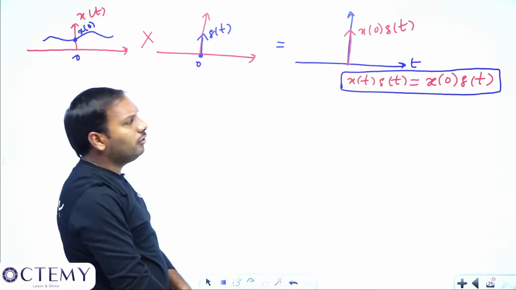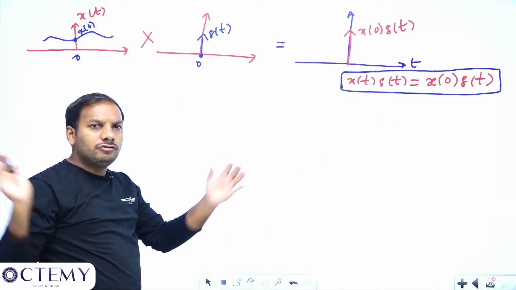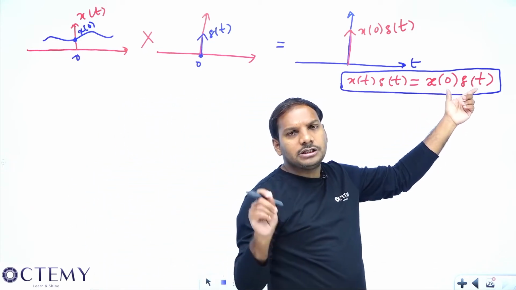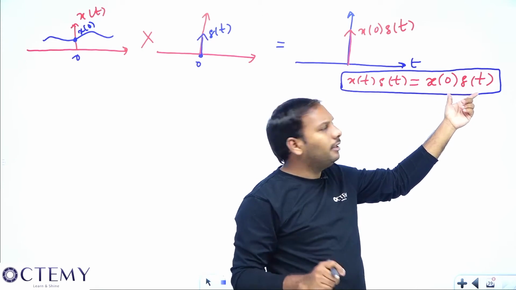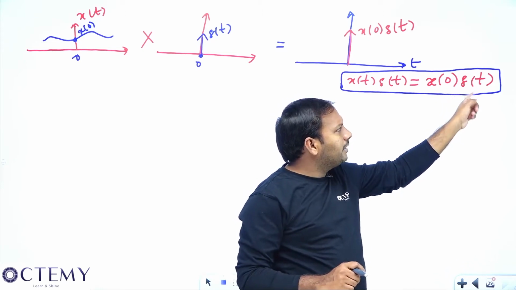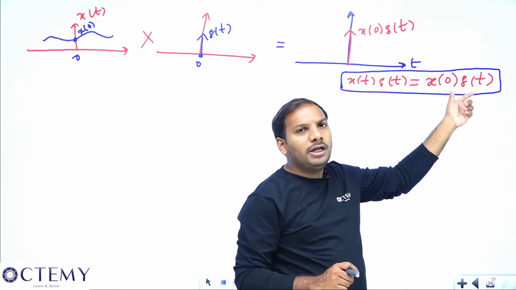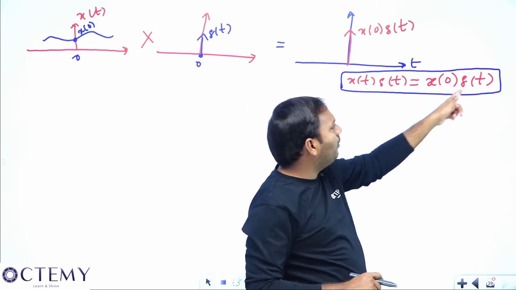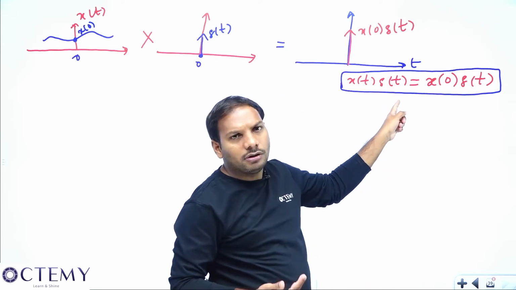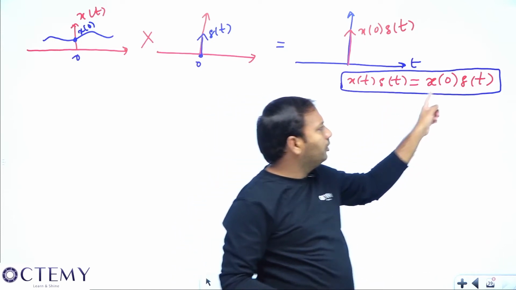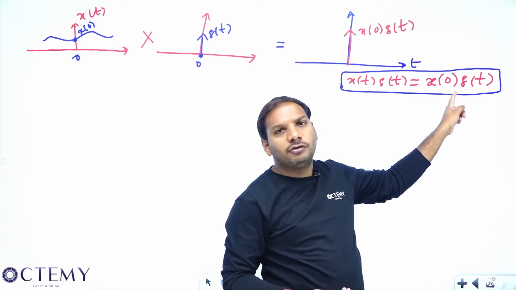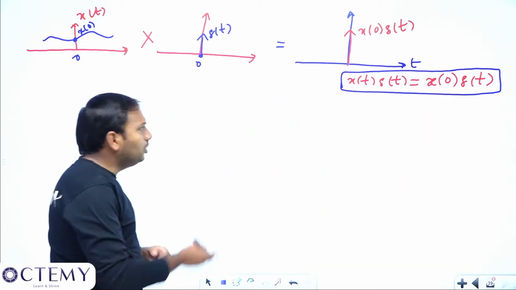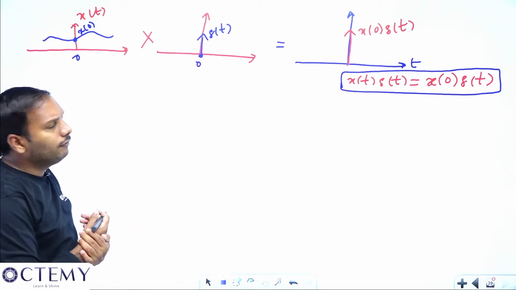So when you multiply x of t with del of t, all the values will be gone. Only a single value of the function at this point will be retained, and that will happen only at the timing of the impulse, where it is happening. So exactly here del of t is happening at t equal to t naught, which is equal to 0. So at t equal to 0, you will retain the value of the function, that is x of 0 into del of t. This is one of the important properties of the impulse function.